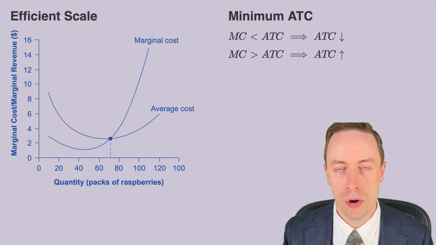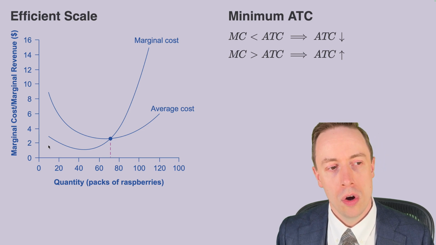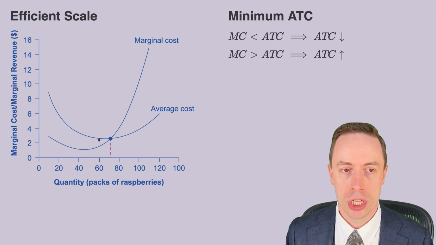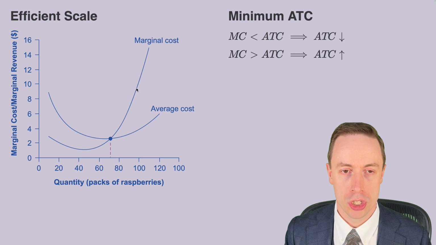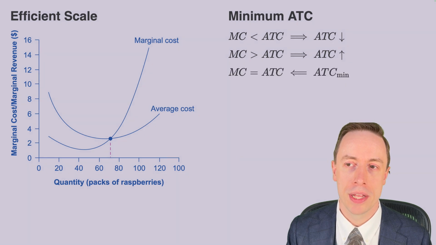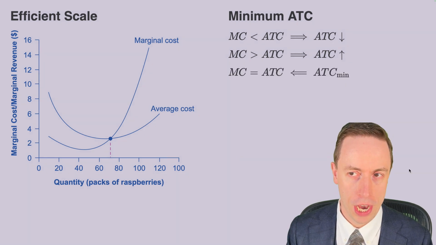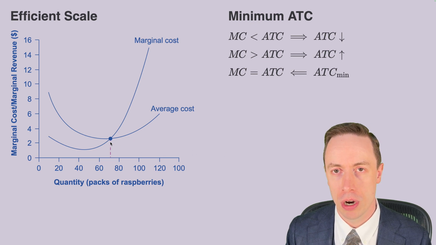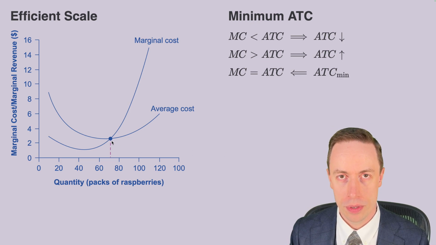So if you put both of those things together, when marginal cost is below average total cost, it drags the average down, and when it exceeds average total cost, it starts pulling the average up. Put those two together, of course, it implies that at the minimum of the average total cost curve, the marginal and the average are exactly equal.